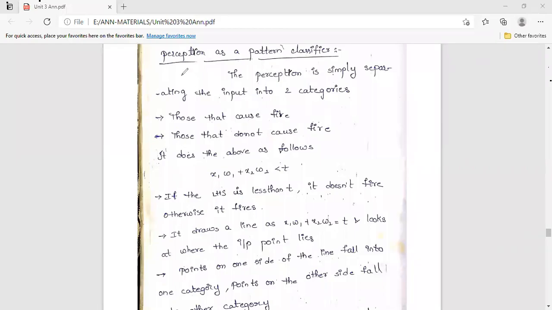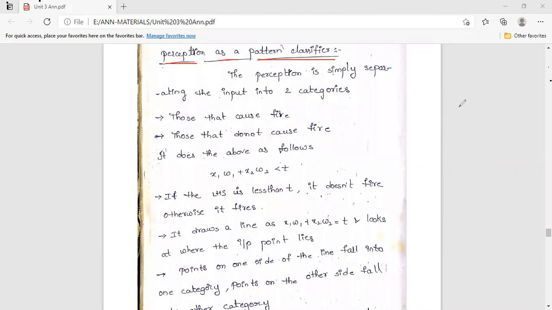Hi everyone. Our class today is about perceptron as a pattern classifier. What is it? It is about perceptron as a pattern classifier. First of all, what is a perceptron here?